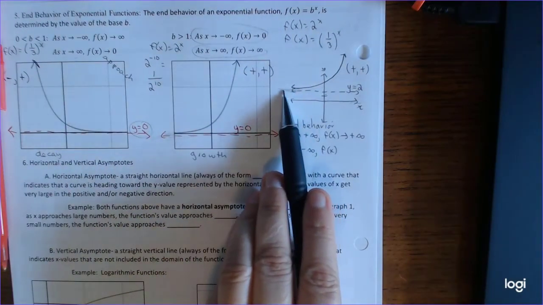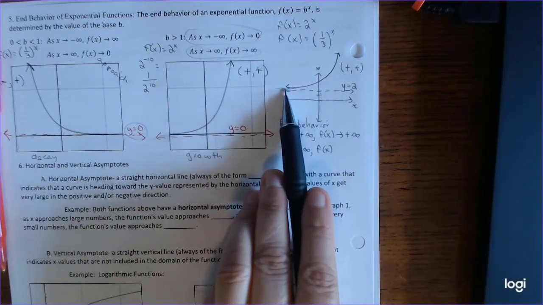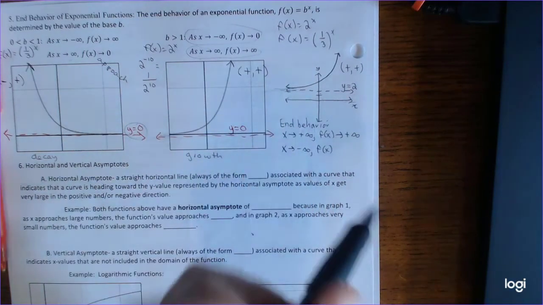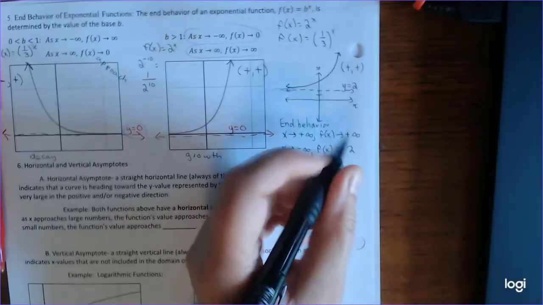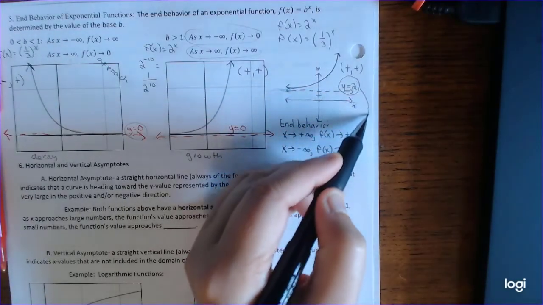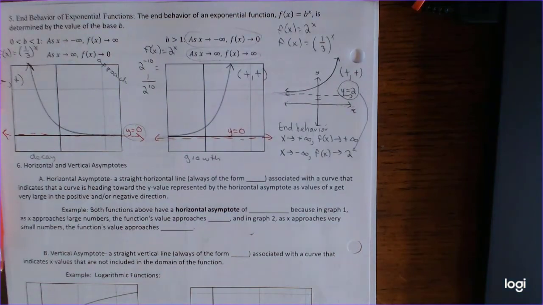So as x gets really large, this y value seems to be approaching the number 2. So whatever your horizontal asymptote is, if you can locate that, that's what y is going to approach.